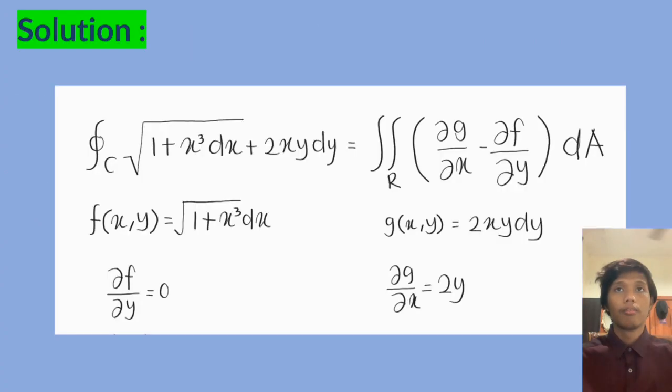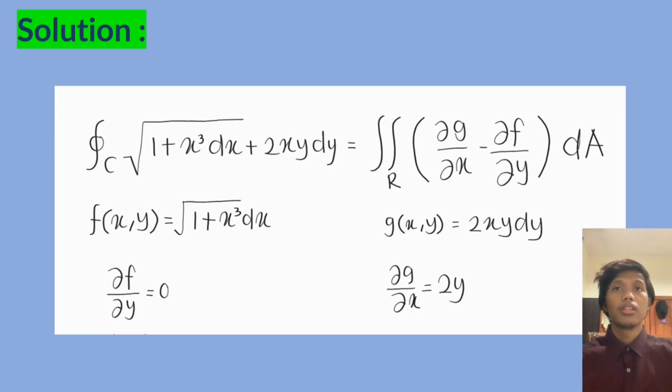I'm going to explain how to use Green's theorem for this question. Firstly, the formula of Green's theorem is the double integral of delta g with respect to x minus delta f with respect to y dA, and we must find a value for f(x,y) and g(x,y). For f(x,y), we can get this value from this equation, that is square root of 1 plus x over x power of 3 dx, and for g(x,y) is 2xy dy.